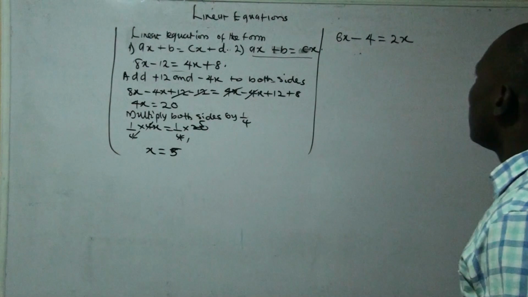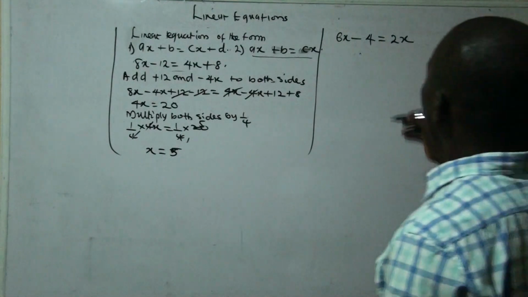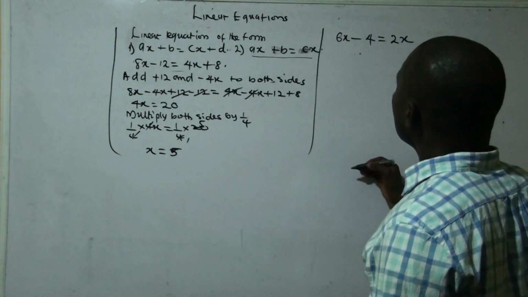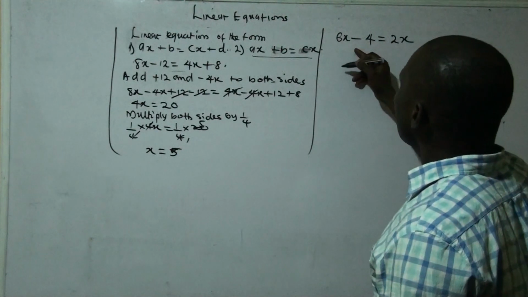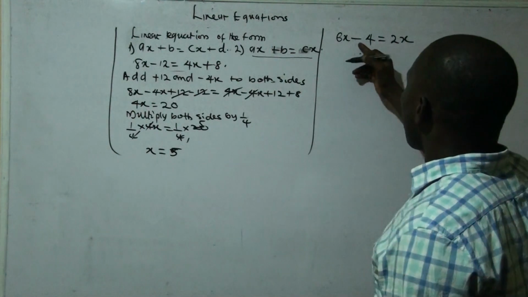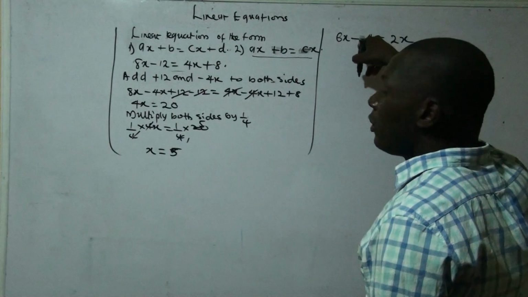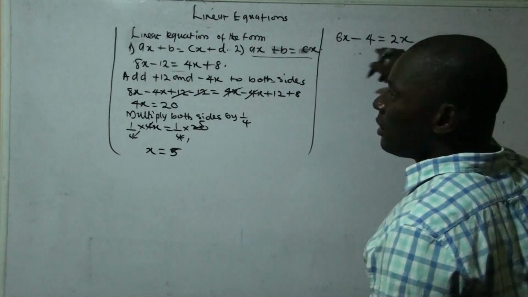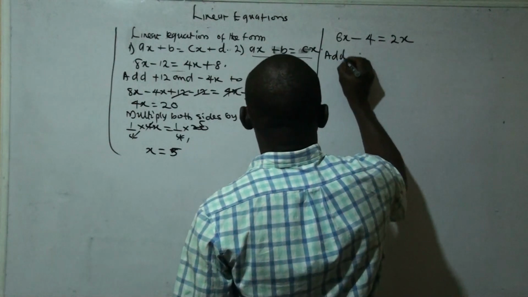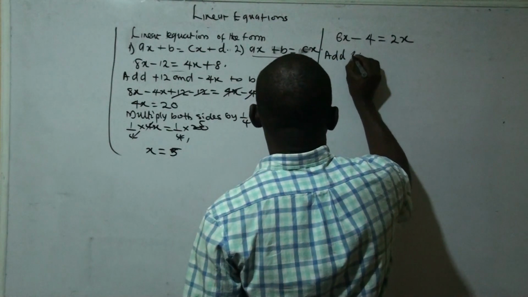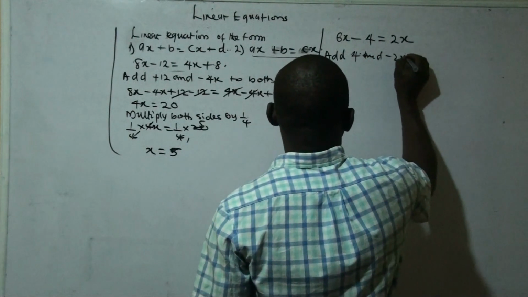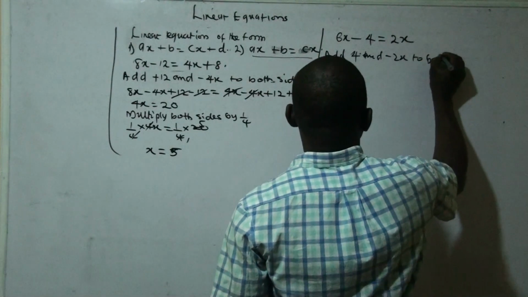All you need to do is look for the 2x here on the right hand side containing the unknown and this constant term here. So that means I will need to collect like terms. And if we are going to do that, we'll look for the additive inverse of minus 4 and that of 2x and add it to both sides. So now we say add 4 and minus 2x to both sides.